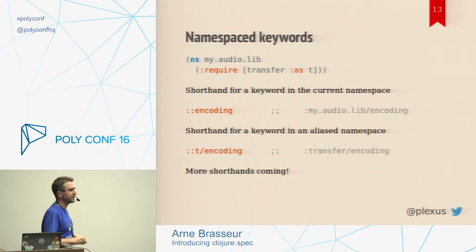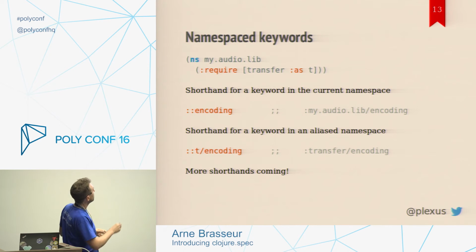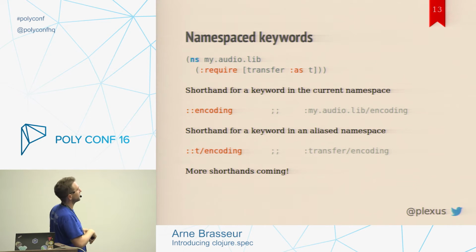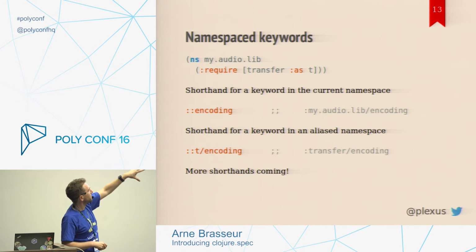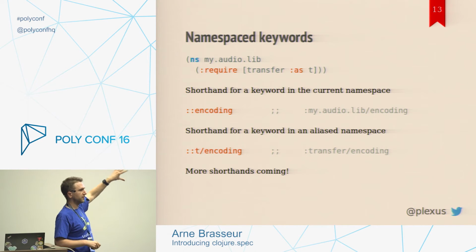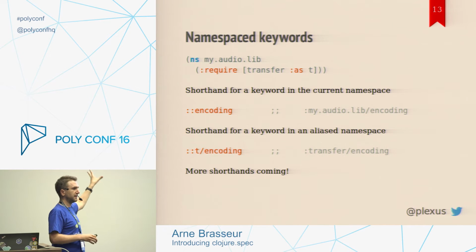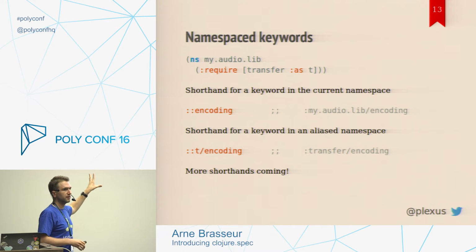We get a shorthand syntax for this. If you're in a specific namespace, I'm in the my audio lib namespace here, I'm also including the transfer namespace and aliasing it to T. Then with two colons and the name of a keyword, it expands into the thing on the right. So this is a shorthand for writing these namespaced keywords. Does that make sense?